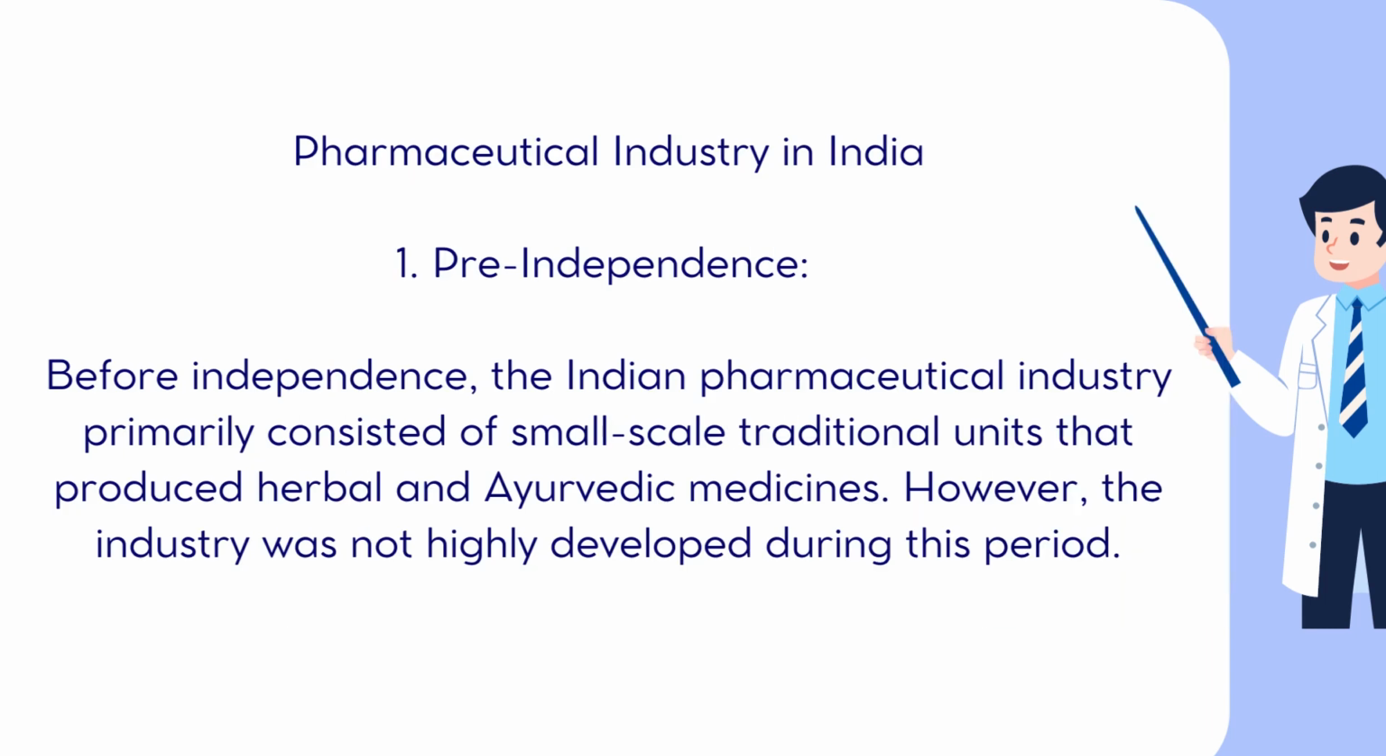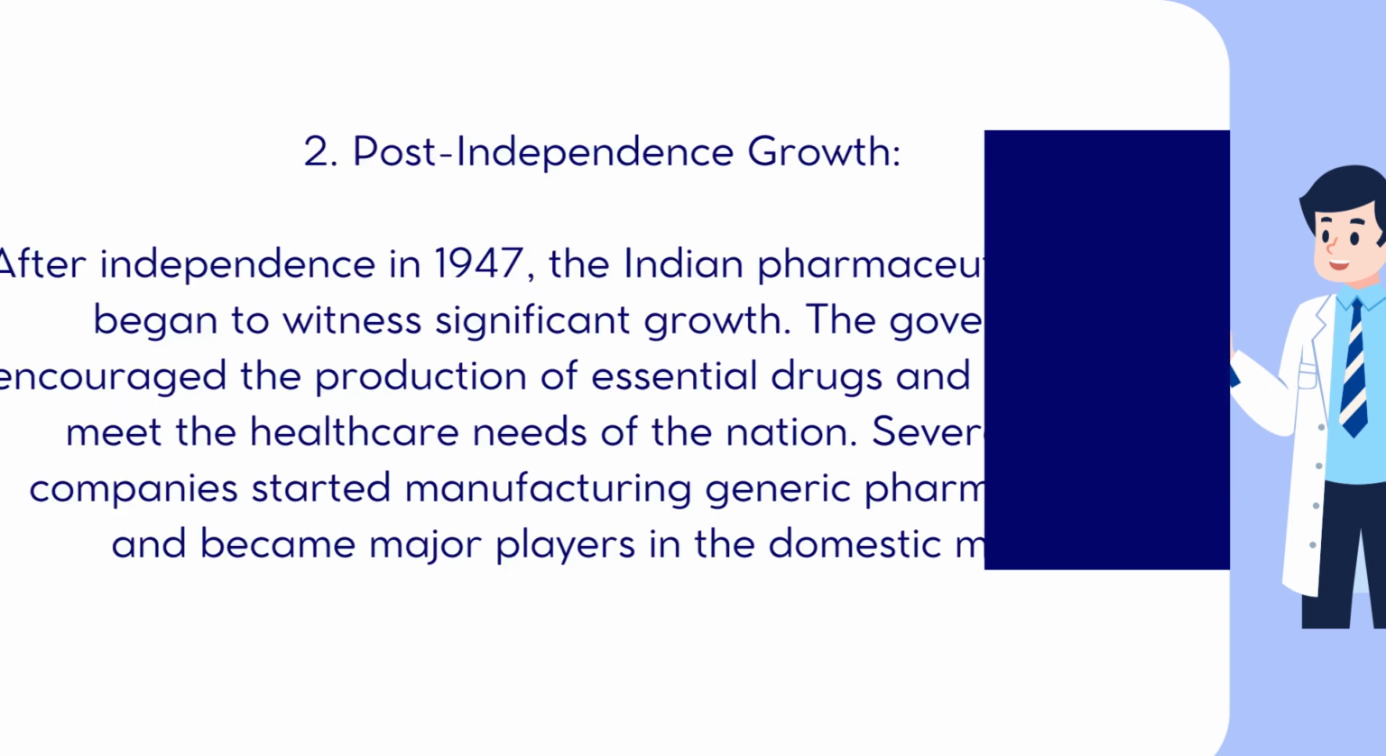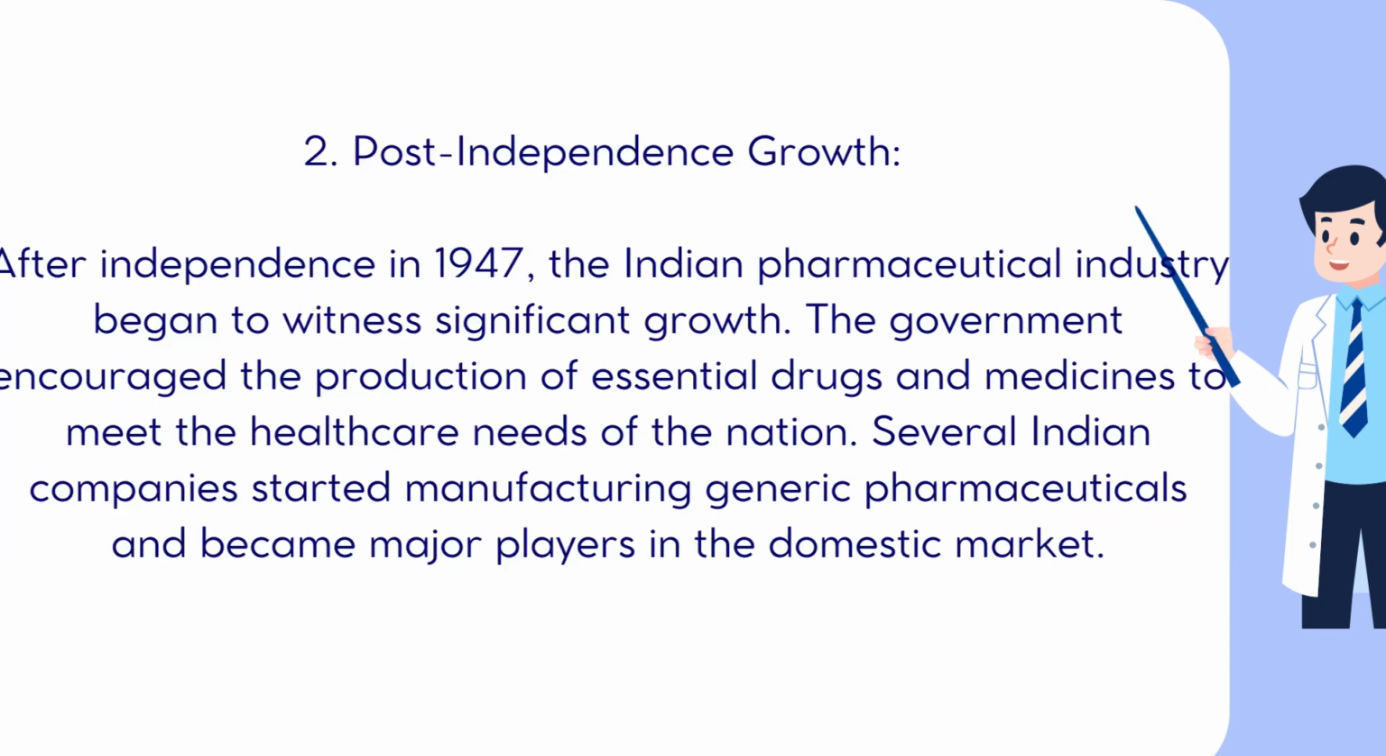Next is history of pharmacy profession in India in relation to pharmaceutical industry. First, pre-independence. Before independence, the Indian pharmaceutical industry primarily consisted of small-scale traditional units that produced herbal and Ayurvedic medicines. However, the industry was not highly developed during this period. Second, post-independence growth. After independence in 1947, the Indian pharmaceutical industry began to witness significant growth. The government encouraged the production of essential drugs and medicines to meet the healthcare needs of the nation. Several Indian companies started manufacturing generic pharmaceuticals and became major players in the domestic market.